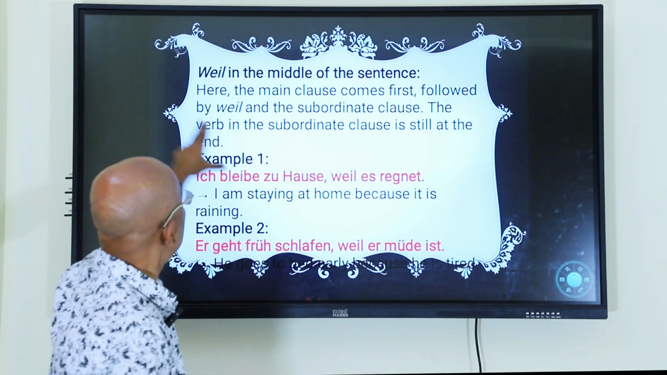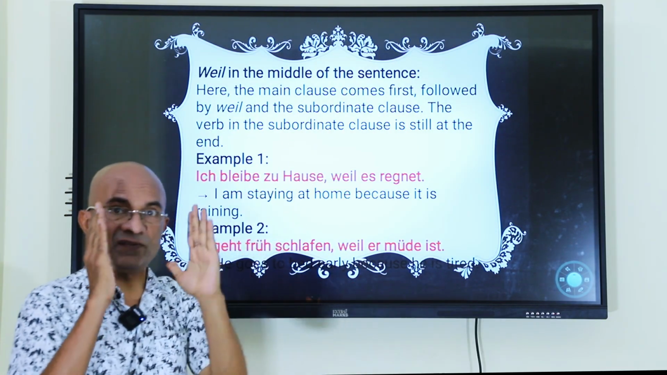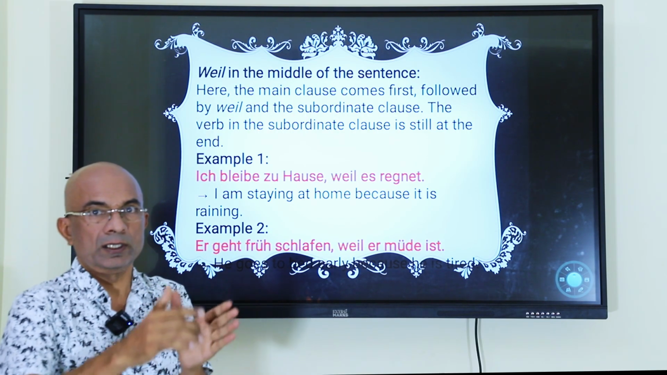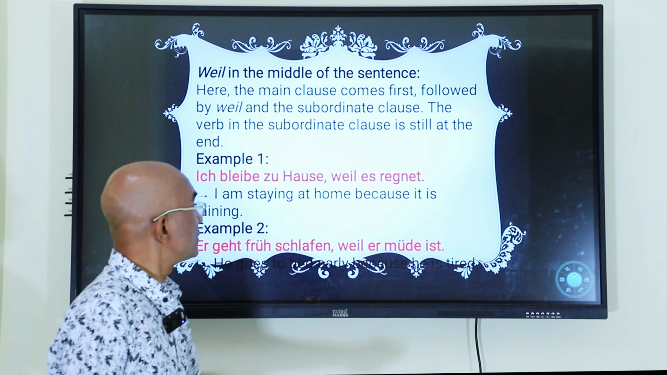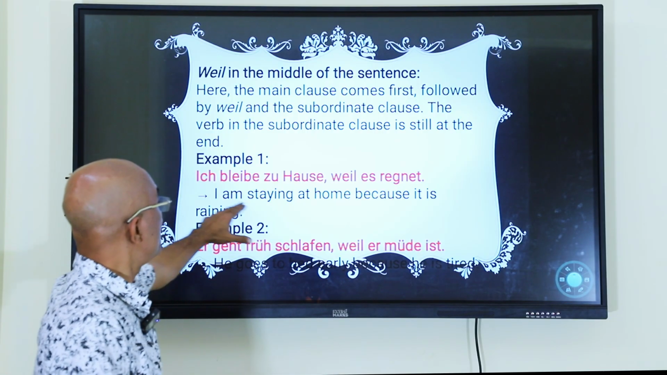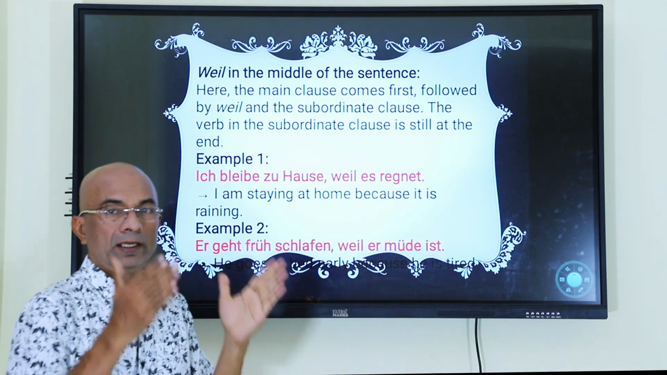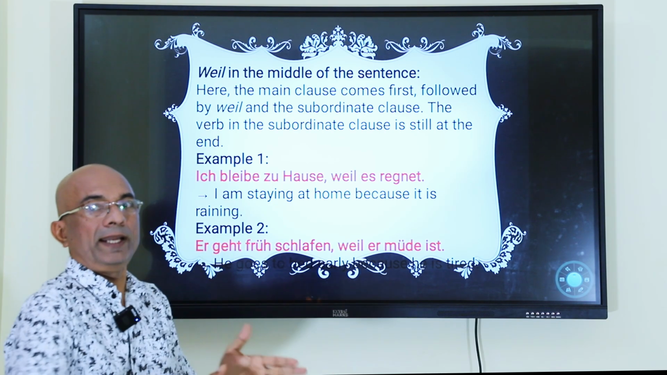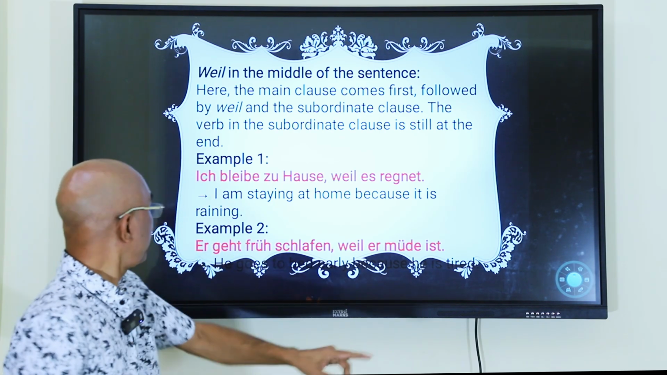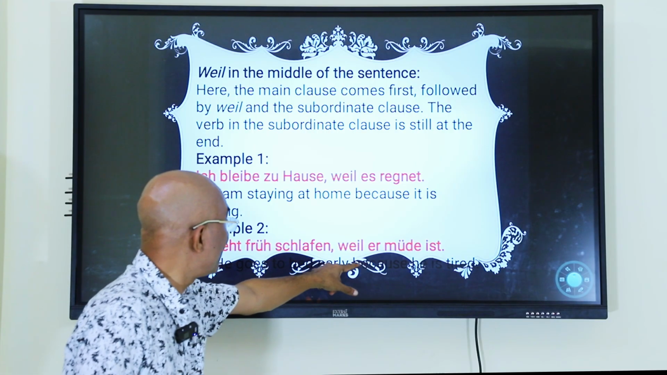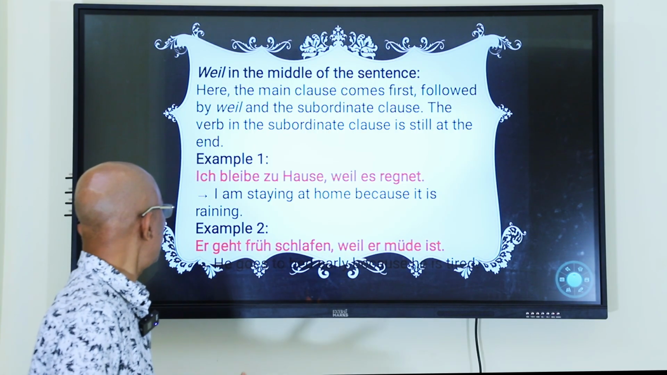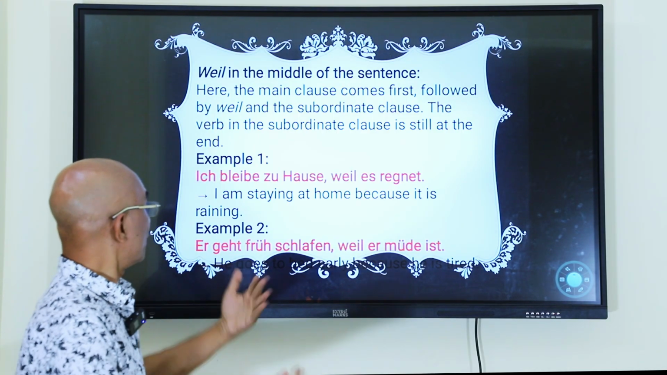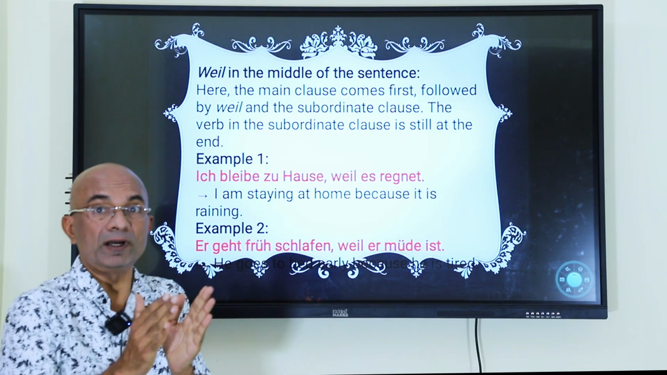As I said, when we use "weil" in the middle of a sentence, it is main clause plus subordinate clause. For example, ich bleibe zu Hause, weil es regnet. I'm staying at home because it is raining. I'm staying at home. Why? Because it is raining. So we are using "weil" in the middle of the sentence. Or er geht früh schlafen, weil er müde ist. He goes to bed early because he is tired.